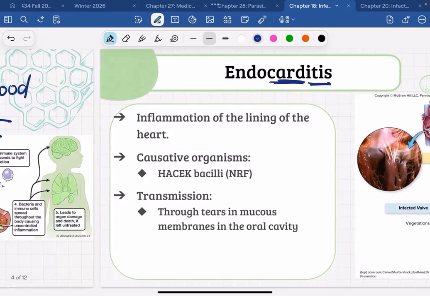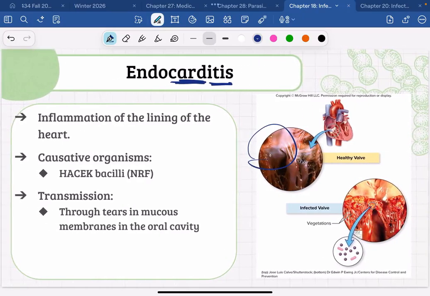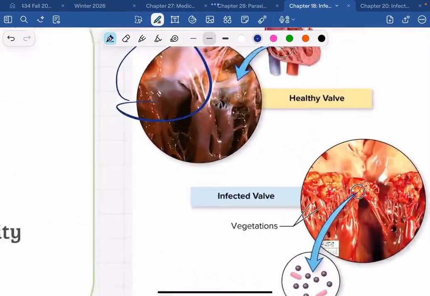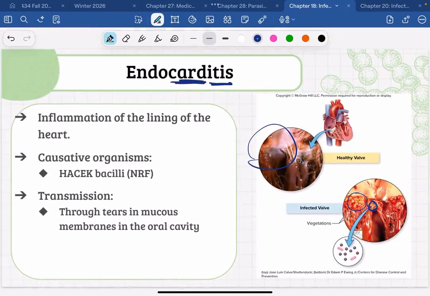All right, and this is a picture of what a normal, healthy inside of the lining of a heart looks like. And then here you can see those big yellow, kind of pussy looking things. That's all bacteria that has taken up residence inside of this heart. So there's bacteria growing inside the heart.